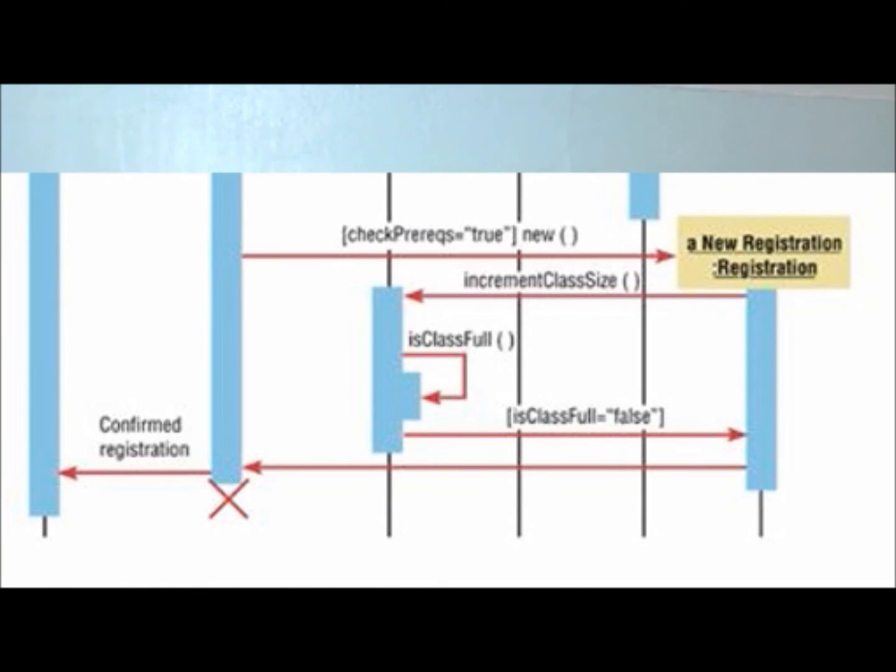Maybe the class is full, so now we need to check if the class is full. If it's not full, then we can enter you and you are added as a new student. So that's called a sequence diagram. It lays out the sequences of all the pieces, all the different objects that your system needs to interact with to get a student registered in class.